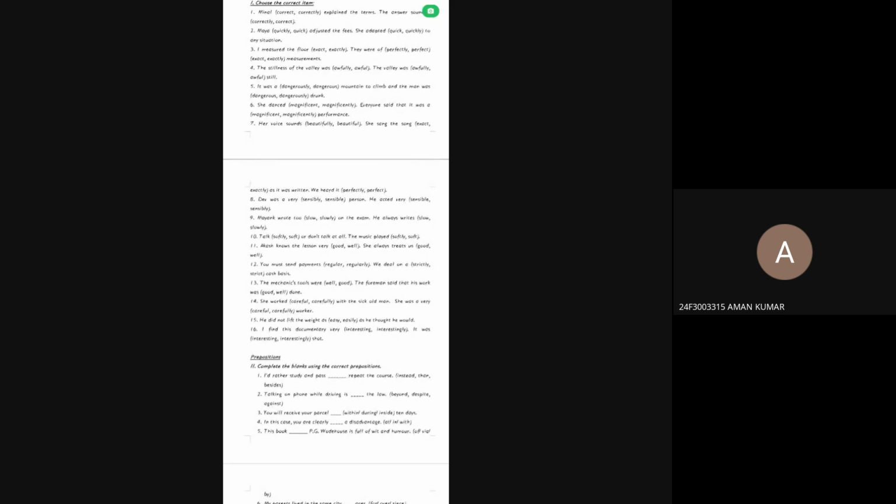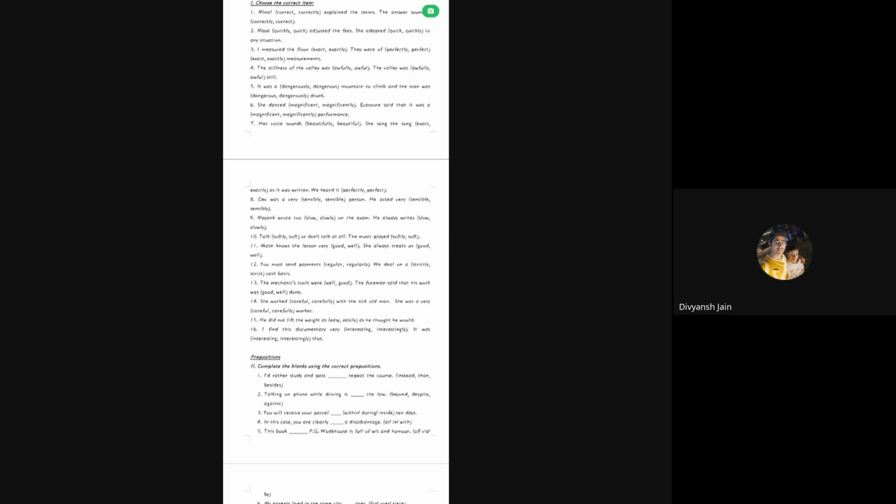See, if there's anyone with any sorts of confusion, you should ask me. Otherwise, we just move on thinking that you know it. Next is, the stillness of the valley was awful. Is it predicative or attributive usage of the adjective awful? Predicative. Correct. Now, the valley was awfully still. How was the valley? It was awfully still.